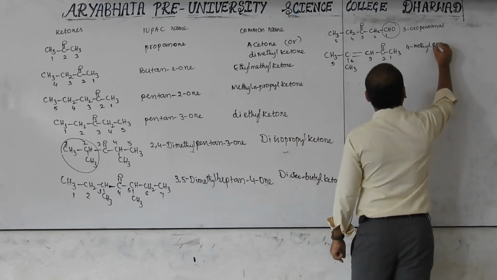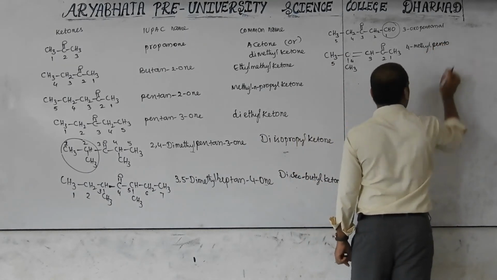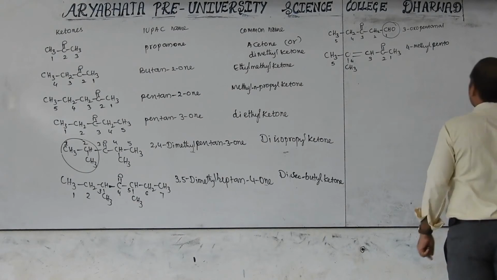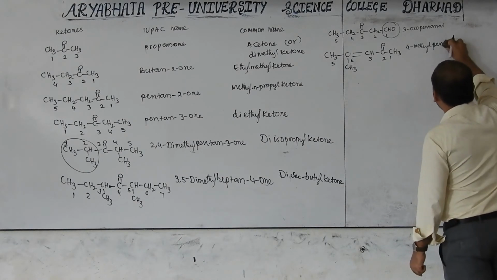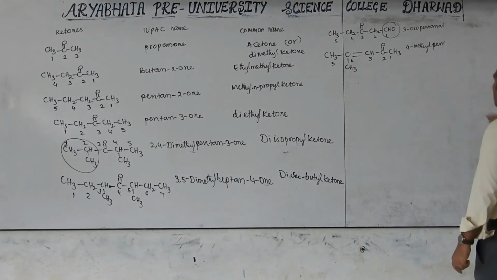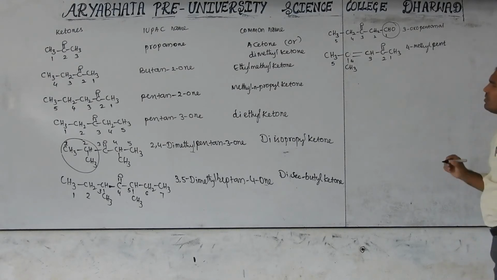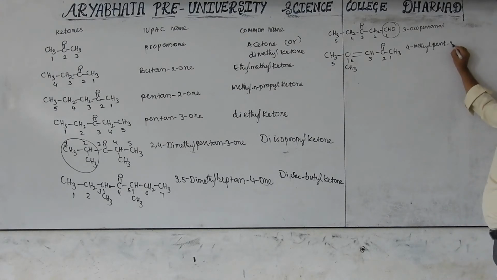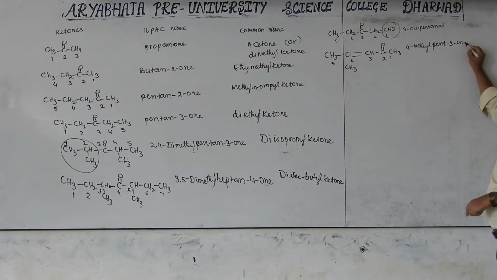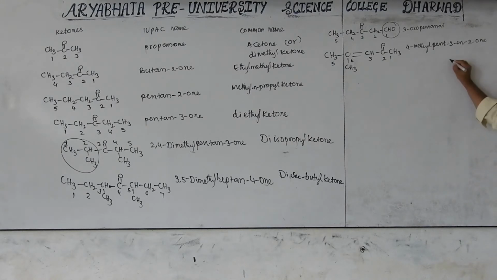Then it is called pentanone. Don't write pentane because double bond is also there. 4-methyl pent. Which position do we have the double bond? Third position. Remove E. Actually, ene and one is its complete name. Remove E and add the position of this ketone, that is 2-one. 4-methyl pent-3-en-2-one.